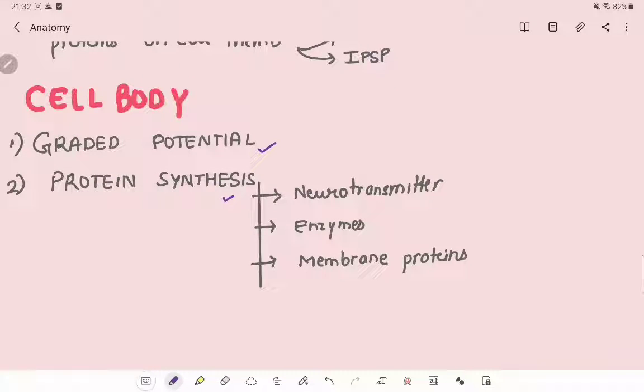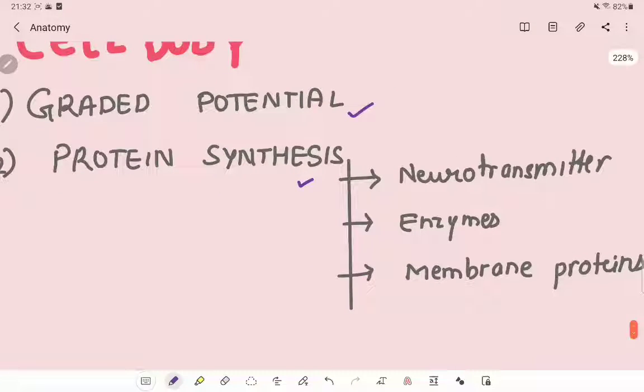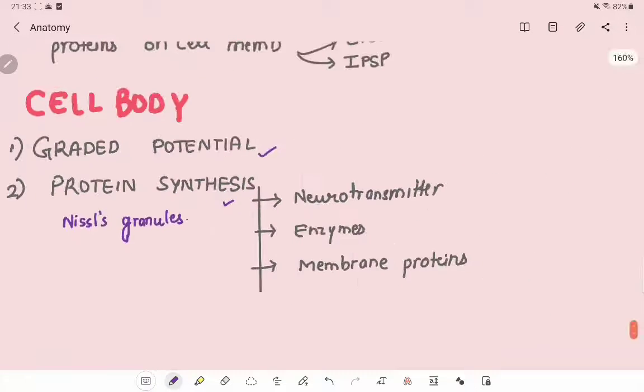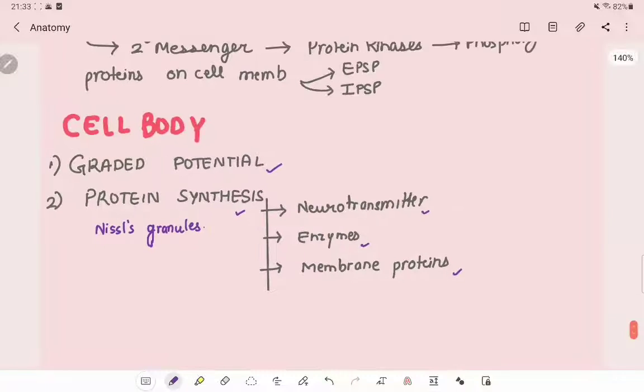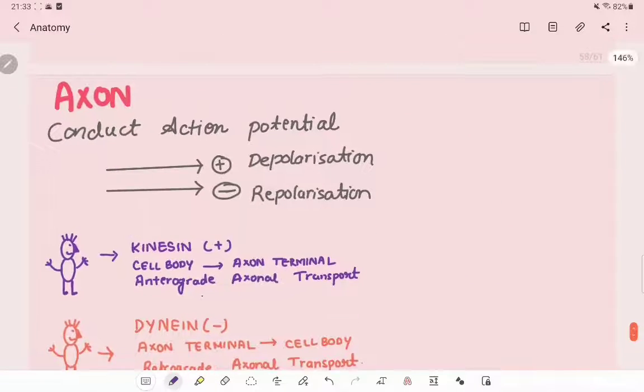The cell body is also responsible for synthesis of some of the proteins, and it also has small ribosomal protein structures which are called Nissl granules. They are responsible for protein synthesis. So the cell body synthesizes proteins for neurotransmitters, enzymes, and certain kinds of membrane proteins. So that was all about the cell body.